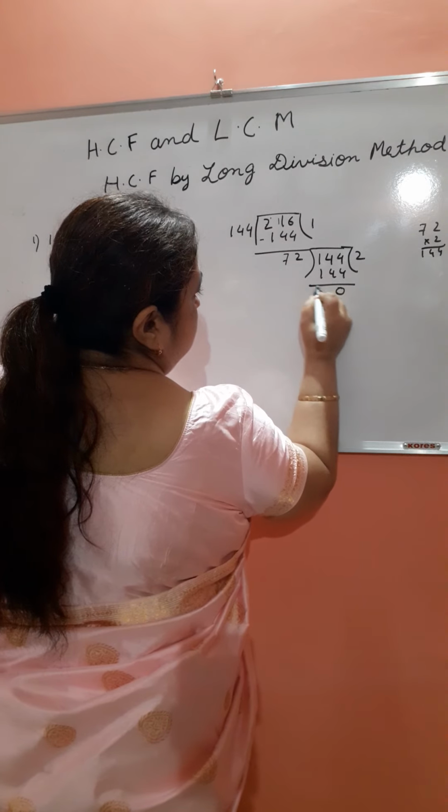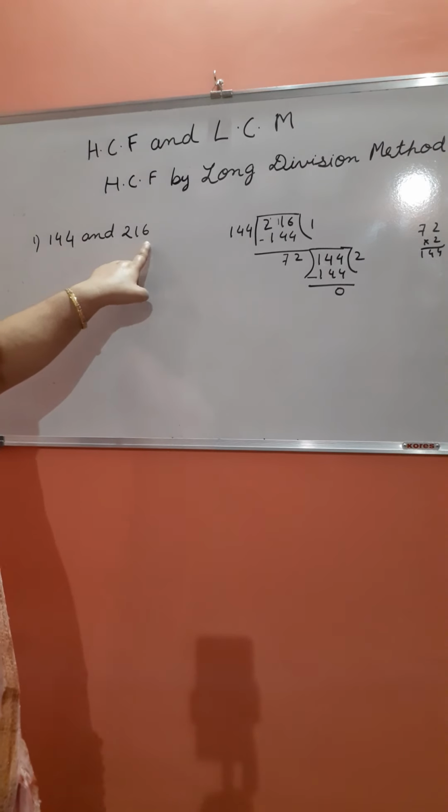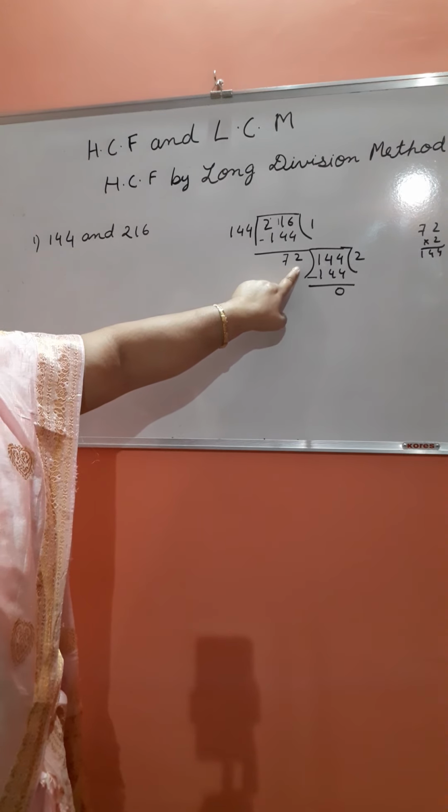So no remainder. Means the HCF of 144 and 216 is 72.